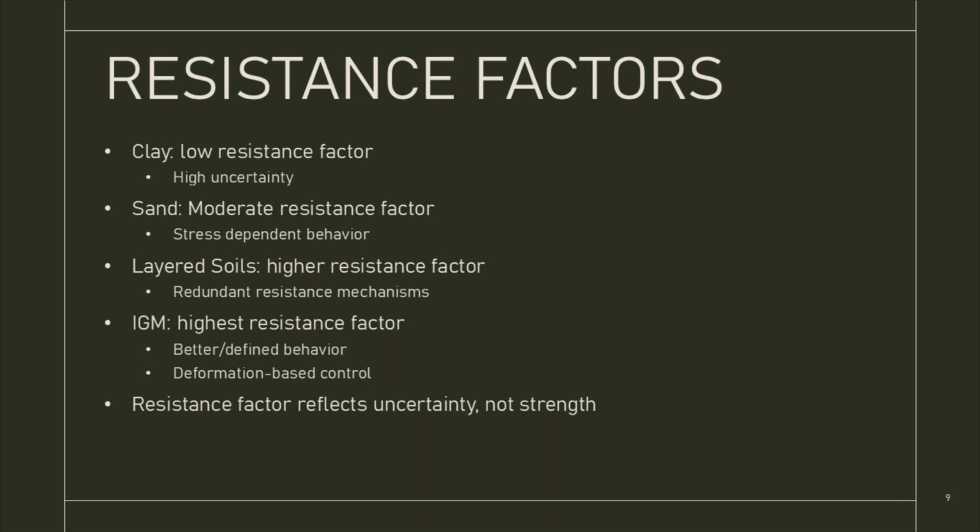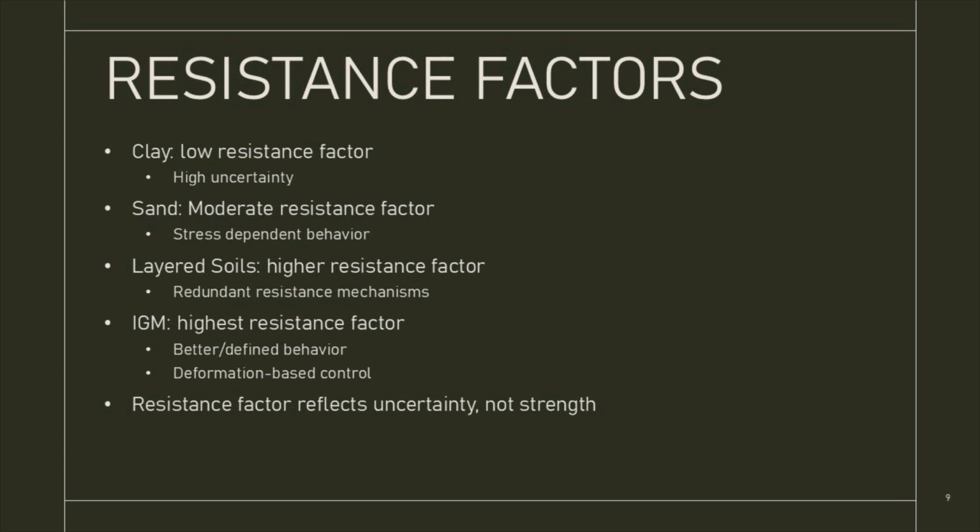For sand, the resistance factor increases. Sand's strength is governed by effective stress and density, which are generally more predictable than undrained clay strength. However, sand capacity is still sensitive to settlement and base mobilization, so uncertainty remains and the resistance factor stays moderate. In the layered soil examples, resistance factors increase again. Multiple soil layers create redundant load transfer mechanisms, and capacity is shared across different materials. That redundancy improves reliability and reduces uncertainty in the overall system.